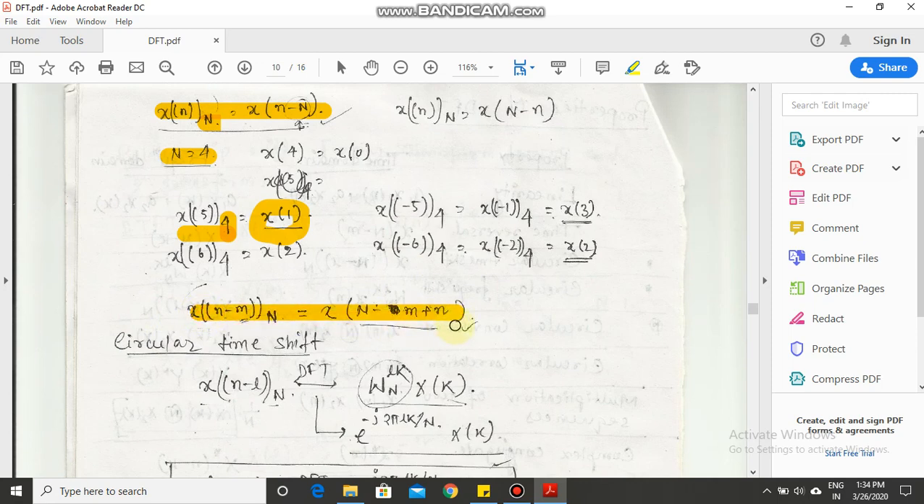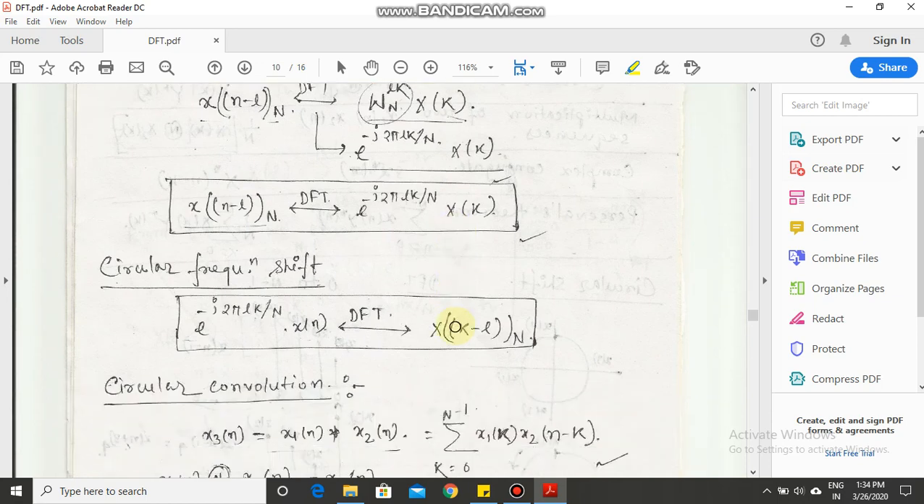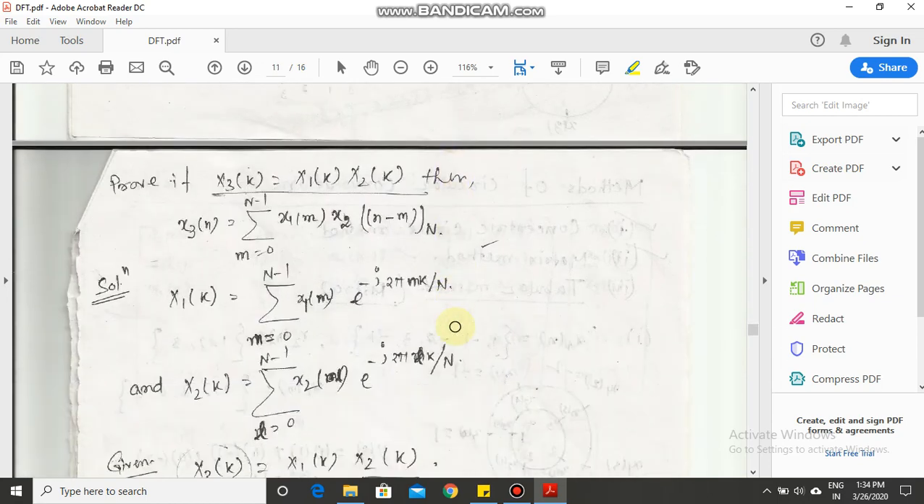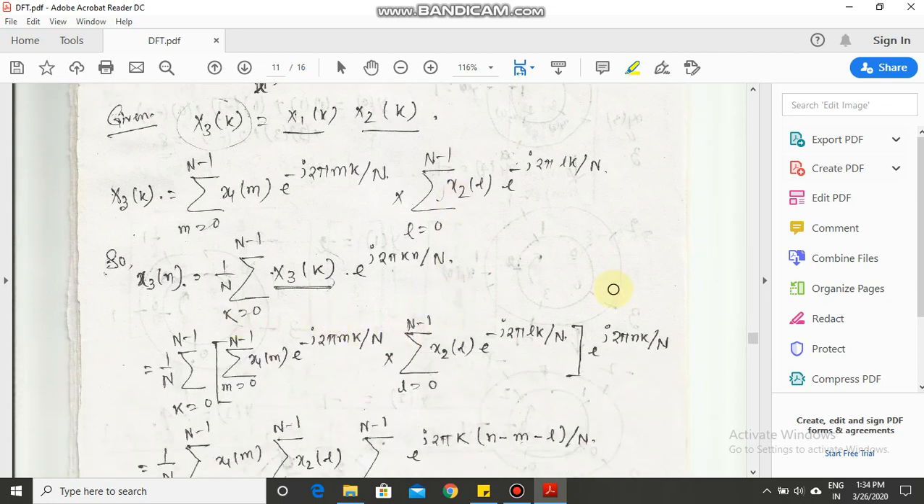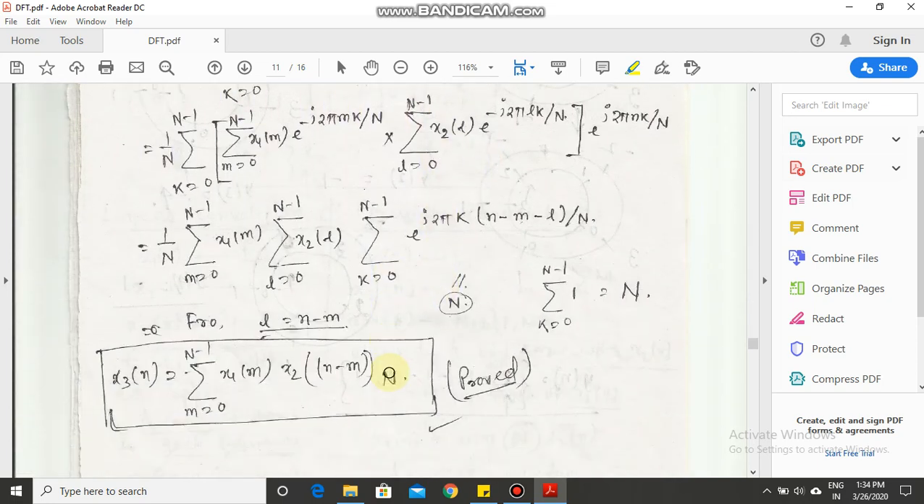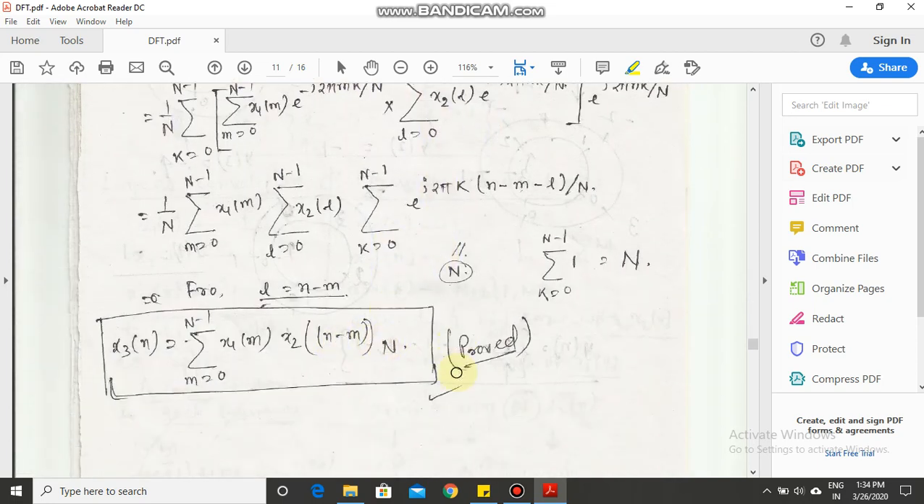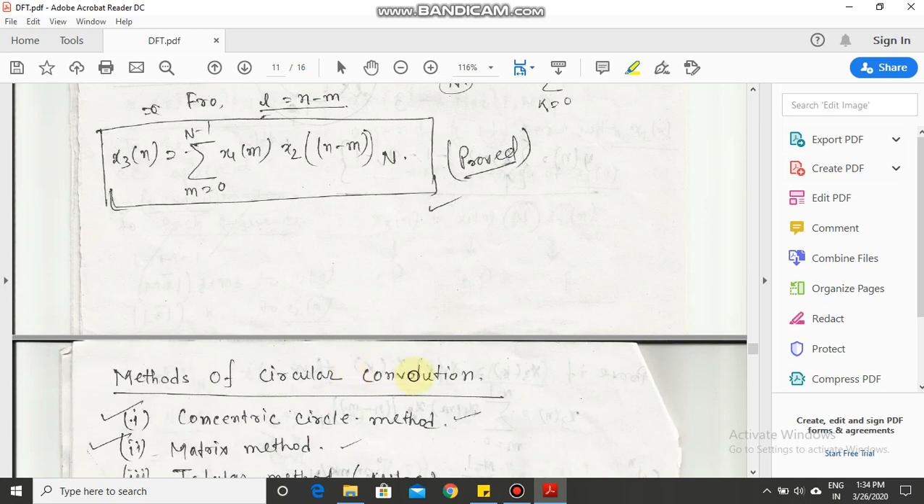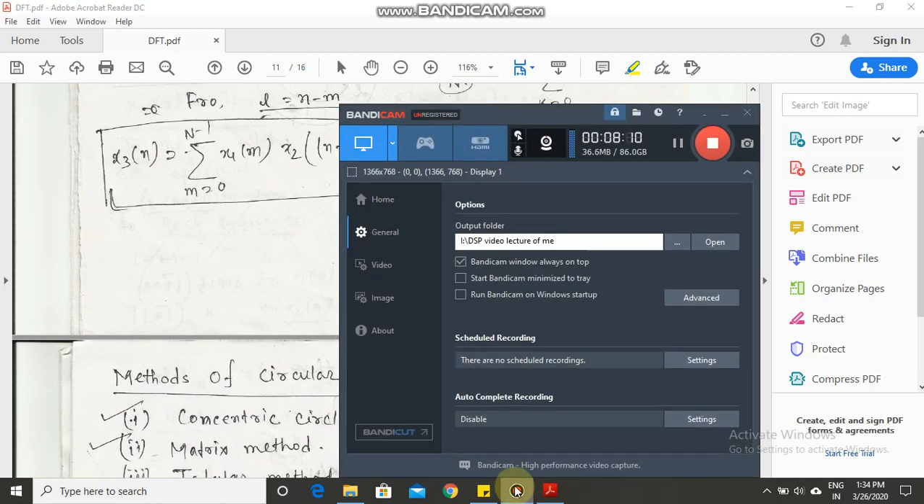In the next class we will discuss some properties, called circular convolution and all that. These are very simple. You can go through the notes, and if you have any problem regarding this, you can directly ask me questions through WhatsApp or in any format, okay. In the next class we will also discuss different methods of circular convolution, okay.